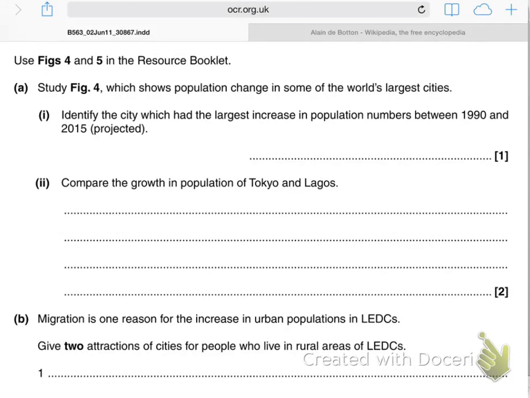Afternoon everybody. Sorry I can't be in your lesson today, but just because I'm not there doesn't mean that you can't do some revision for your exam.